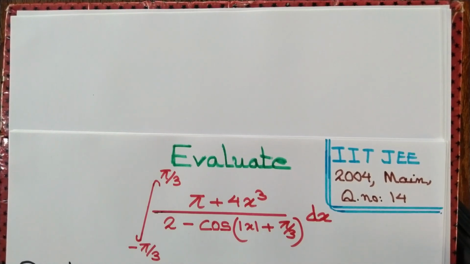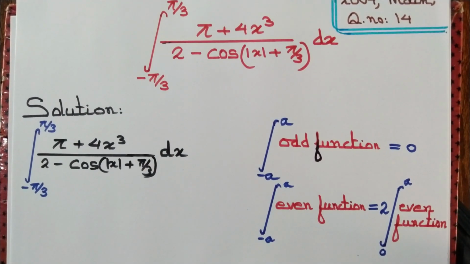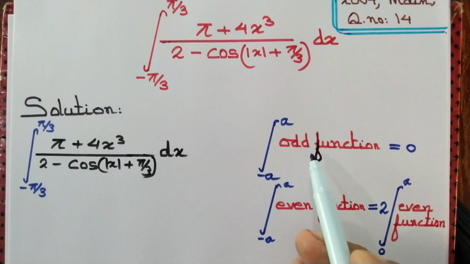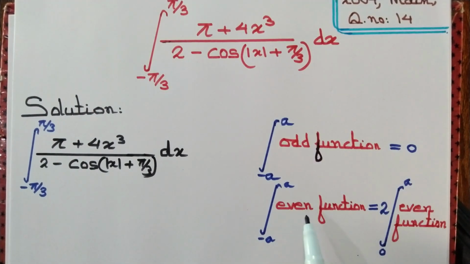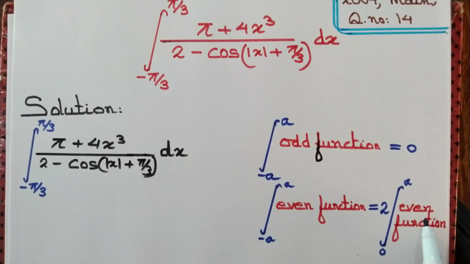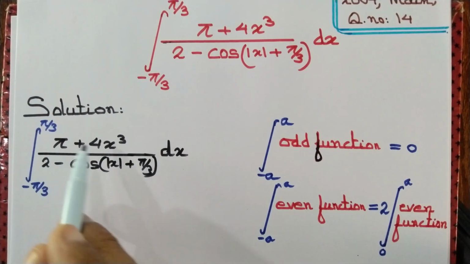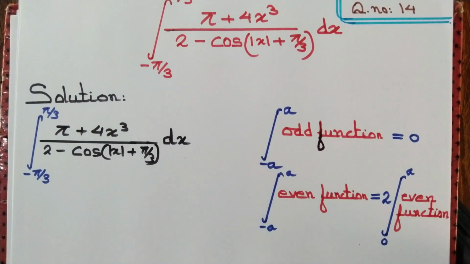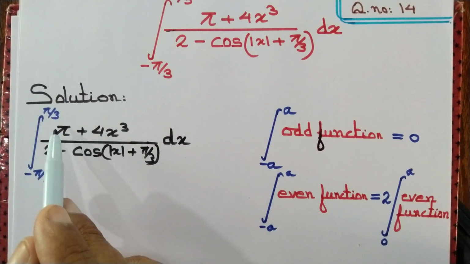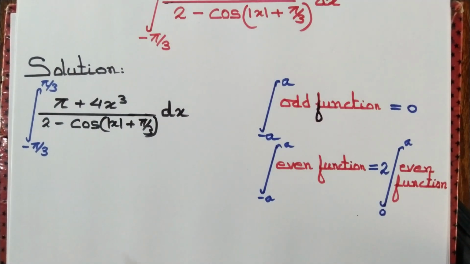Now, we'll be doing it using properties of definite integrals. Particularly, we'll be using the fact that the integral from minus a to a of an odd function is always 0. The integral from minus a to a of any even function is 2 times the integral from 0 to a of that even function. Now, can we write it as a sum of an even function and an odd function? The answer is yes. This function is neither even nor odd, but we can write it as a sum of an even function and an odd function. Let's do it.